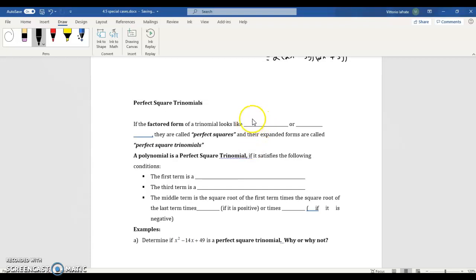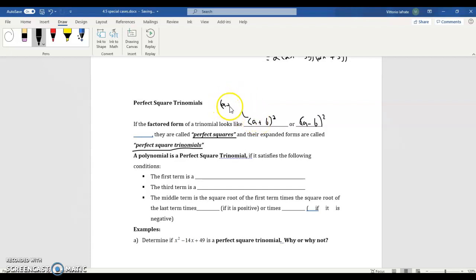So if the factored form of a trinomial looks like this, (a plus b) squared, or (a minus b) squared, the whole thing squared, not just b squared, the whole thing squared. These are called perfect squares, and their expanded forms would be called perfect square trinomials.